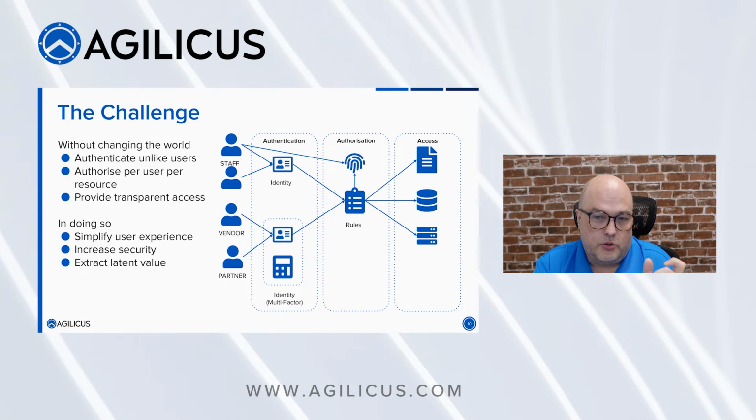I know who you are, I know what you're allowed to do, and I know where you're going, per resource, not all at once, not for the whole network. So the challenge then comes in, how do I roll this out economically? How do I roll this out without big bang changing the world? How do I roll this out to my staff, equally to my vendors, equally to my partners? I don't want to disenfranchise them. I don't want to make them have a bad security experience and then them write the password down.